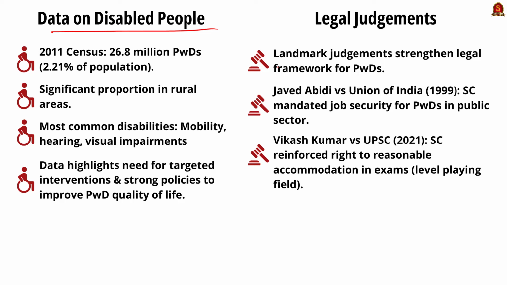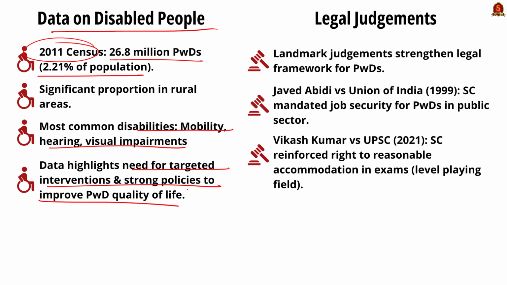Moving further, let us see some data on disabled people in India. As of the 2011 census, India has around 26.8 million physically disabled people, constituting around 2.21% of the total population. The data reveals that a significant proportion of the physically disabled reside in rural areas, with mobility, hearing, and visual impairments being the most common types of disabilities. The census data highlights the need for targeted interventions and robust policy measures to enhance the quality of life for physically disabled people in India.